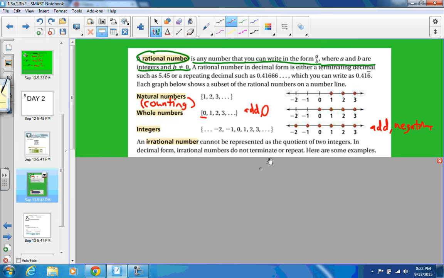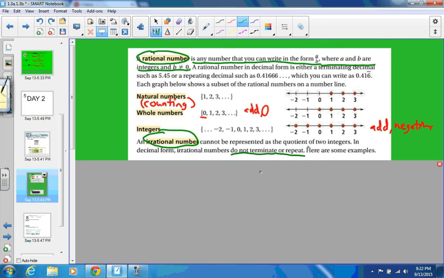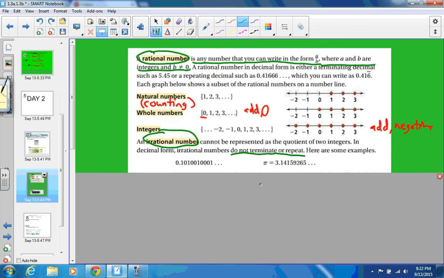Now an irrational number. So we talked about rational numbers. Now we're going to say, what is an irrational number? An irrational number is something that cannot be represented by a quotient of two integers. In decimal form, they do not terminate or repeat, meaning the decimal never stops. It's a decimal that goes on forever, but it also isn't a repeating decimal. So a couple of examples here: 0.10100100001. It's not the same repeating thing, and it goes on forever.